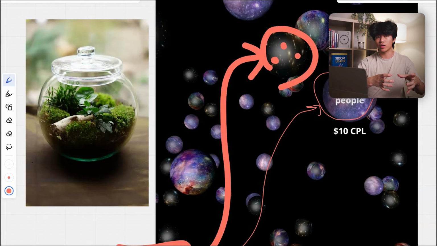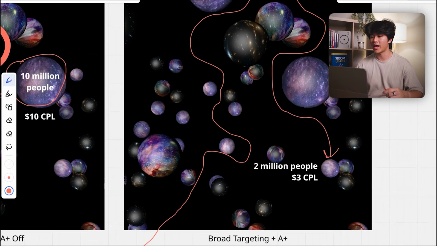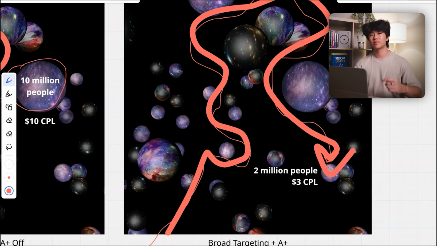They know that the algorithm can find the right people as long as you have a good callout and a good ad creative. It would find the right leads instantly because it would go to the right pockets, rather than having to go into a random pocket and hope and pray that the ICPs are in there. So basically Meta's just going to find the right pocket based on your creative, and it's going to find the right person off the bat, right? It's going to go through all of these different pockets and be like, hey, this pocket has a bunch of people that are most likely to click, and it's just going to choose that pocket.